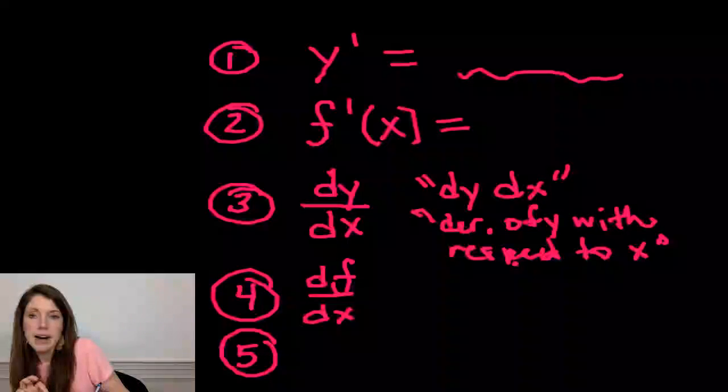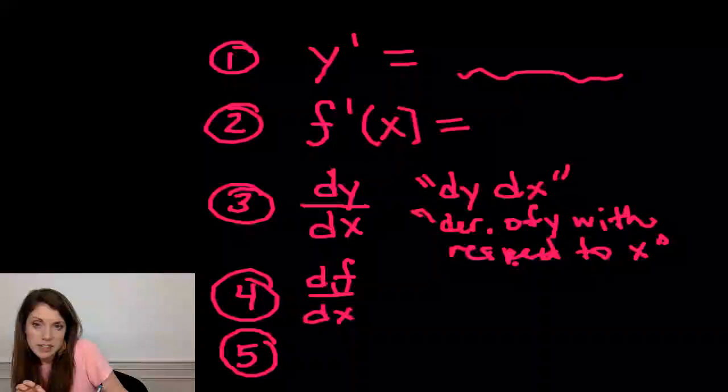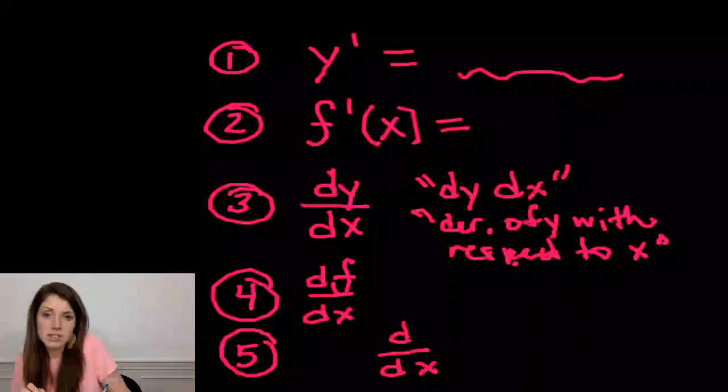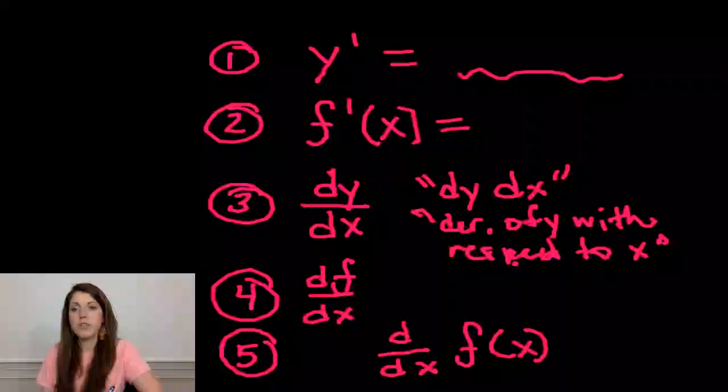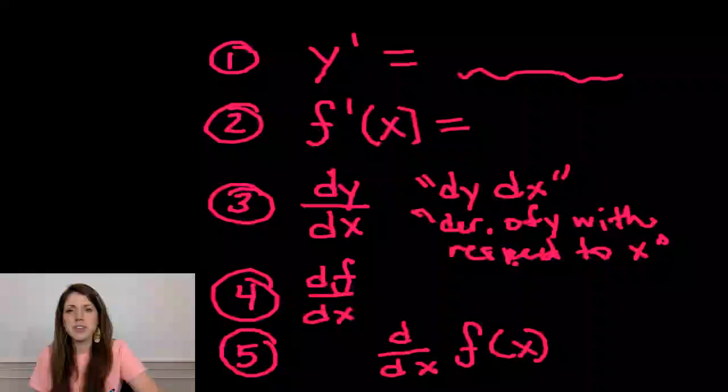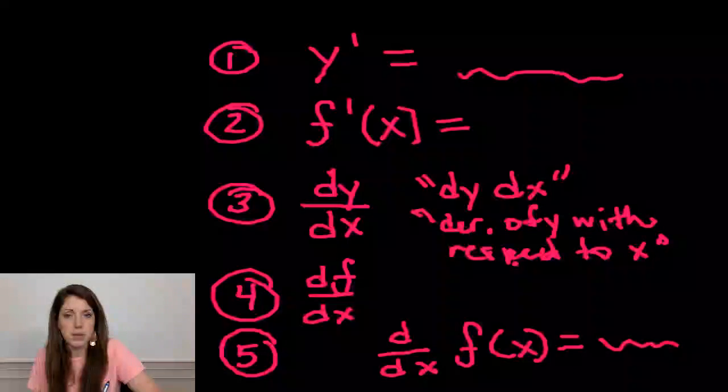Last way, and I'm gonna scoot this over a little bit so that it doesn't get squished, is to say the derivative with respect to x of some function. So the derivative with respect to x of some function, in this case f of x. So we reverse. Up here we said the derivative of y with respect to x. Here we're saying more the derivative with respect to x of the function. How is this important or even different from the other methods? Again, it's still the same. You'd say the derivative with respect to x of this function equals blah, blah, blah, like that.